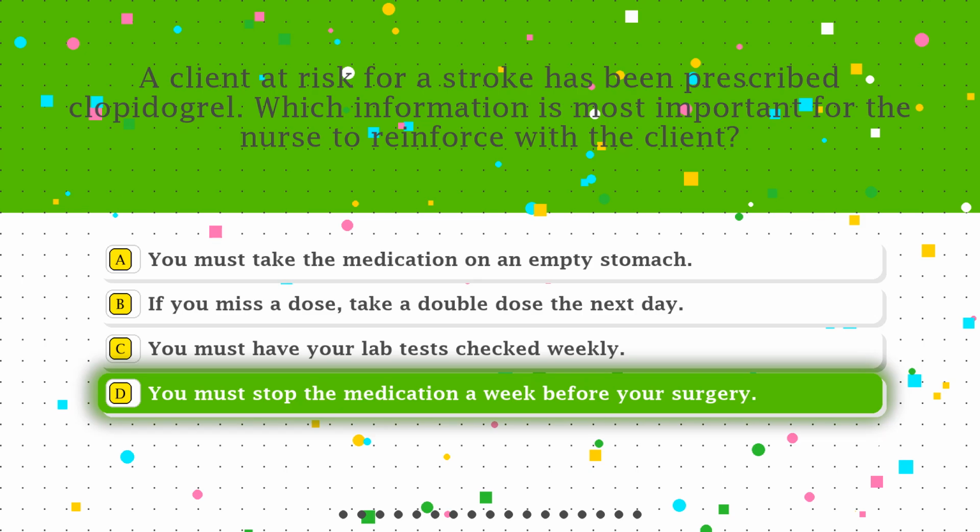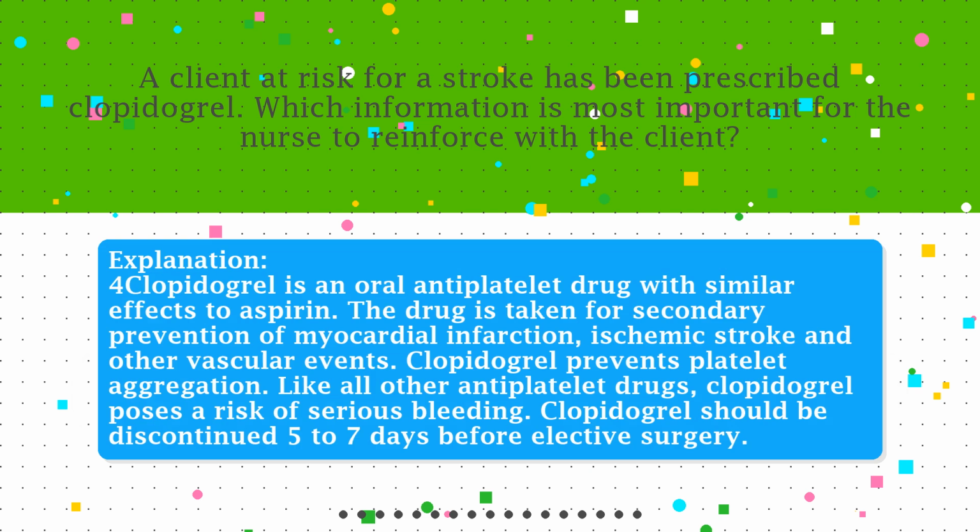The correct answer is option D. You must stop the medication a week before your surgery. Clopidogrel is an oral antiplatelet drug with similar effects to aspirin. The drug is taken for secondary prevention of myocardial infarction, ischemic stroke and other vascular events. Clopidogrel prevents platelet aggregation. Like all other antiplatelet drugs, clopidogrel poses a risk of serious bleeding. Clopidogrel should be discontinued 5 to 7 days before elective surgery.